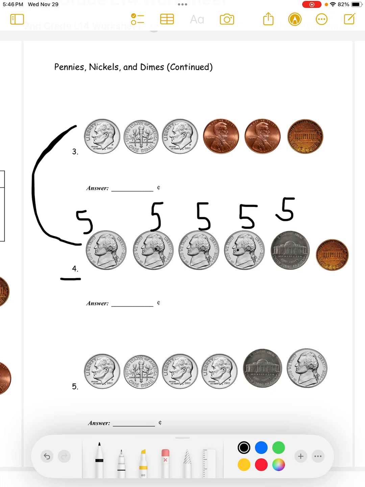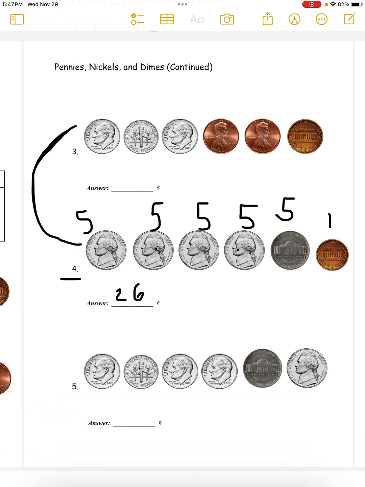And now the different colored looking coin would be the penny. The brown looking colored coin would be 1 cent. So there are 5, 10, 15, 20, 25, and 25 plus 1 equals 26. So we will have 26 cents.